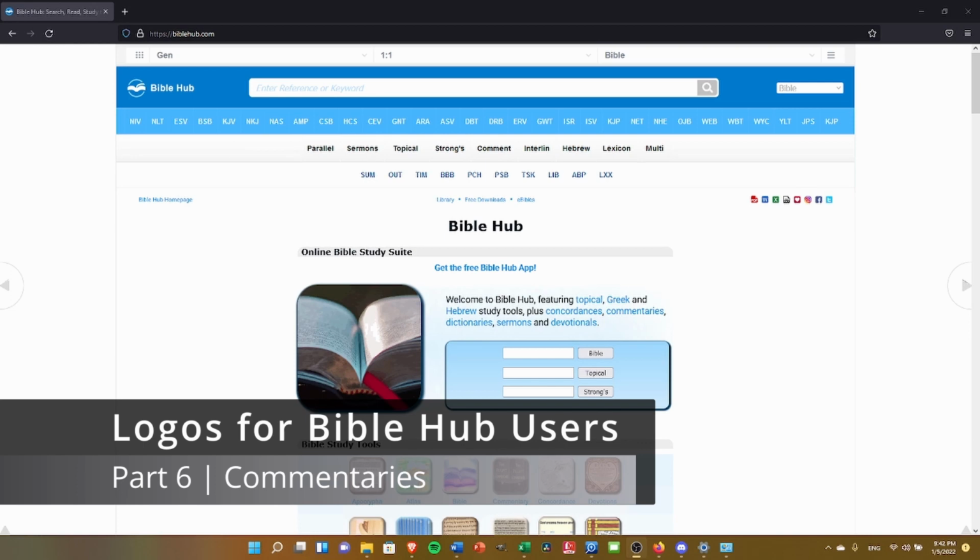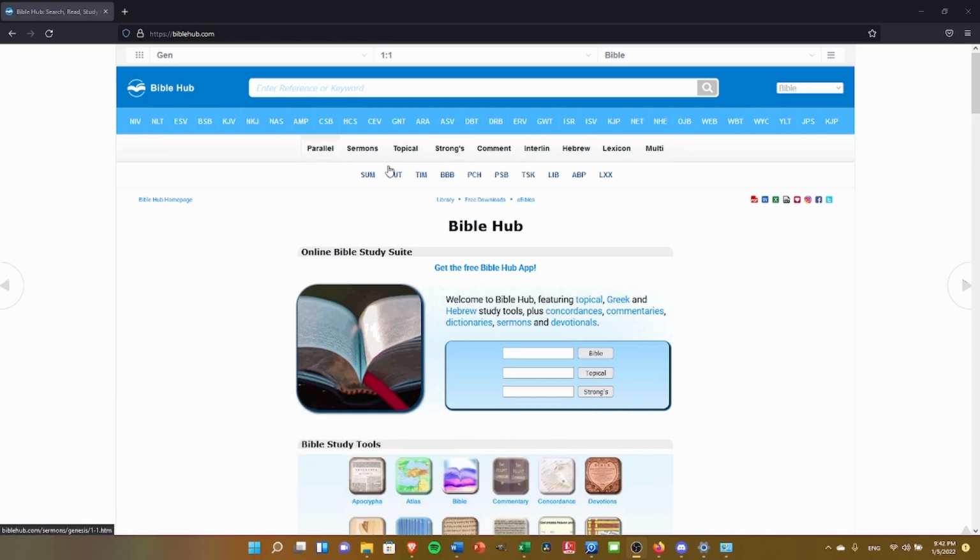We've already spent a good amount of time looking at different Bible versions, right? We've looked at the parallel resource where we get a bunch of different translations on one page, to where we can compare translations of a given verse. We looked at the original language texts. We looked at word study tools. We looked at concordances and the interlinear tool in both Bible Hub and Logos. For this video, we're going to take a deeper look at commentaries.